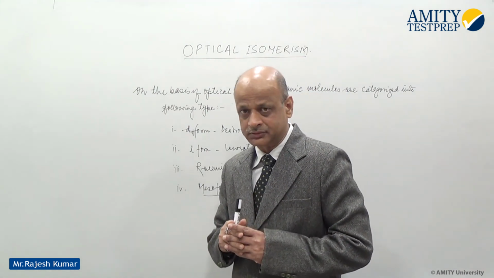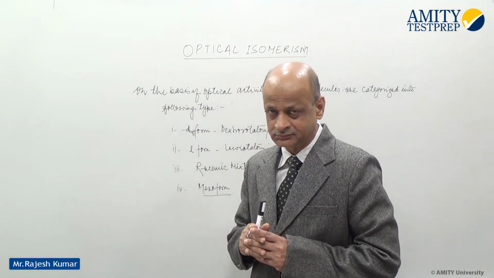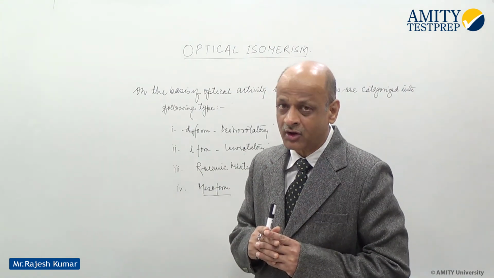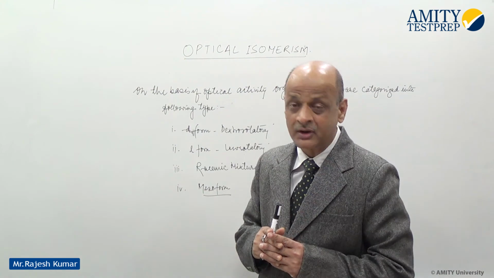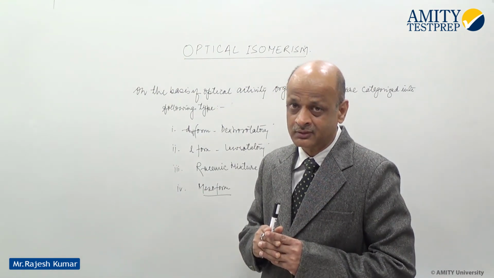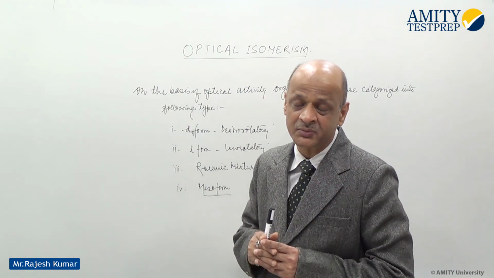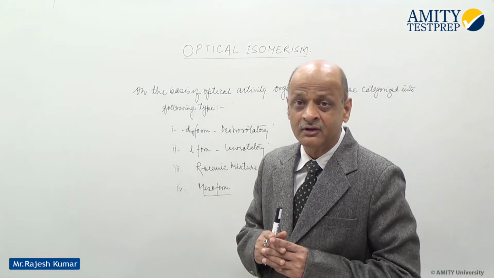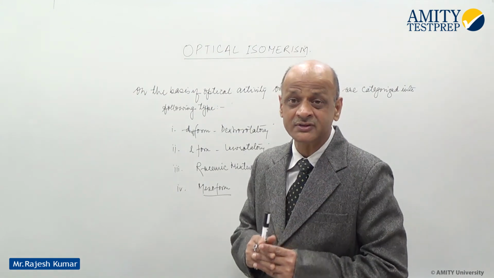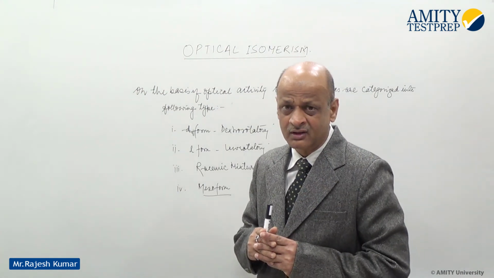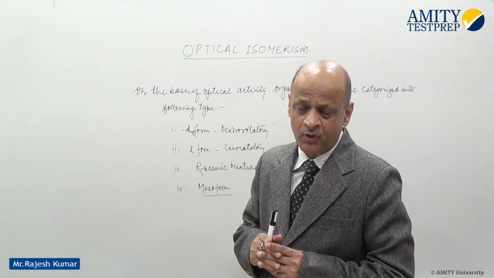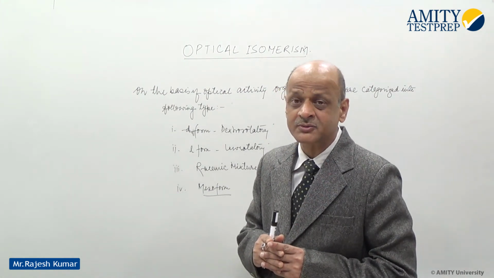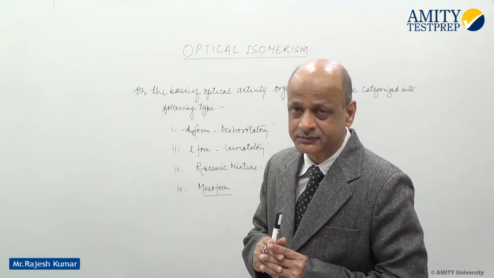An equimolar mixture of both, meaning D form and L form with equal power of optical rotation but in opposite directions, is called a racemic mixture. These molecules are optically inactive due to external compensation. Both D form and L form ultimately cancel out the rotation completely. That's why such molecules are optically inactive.